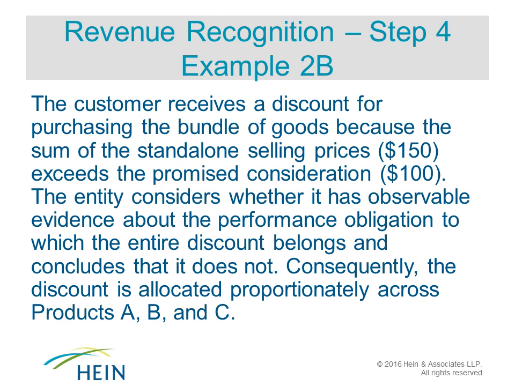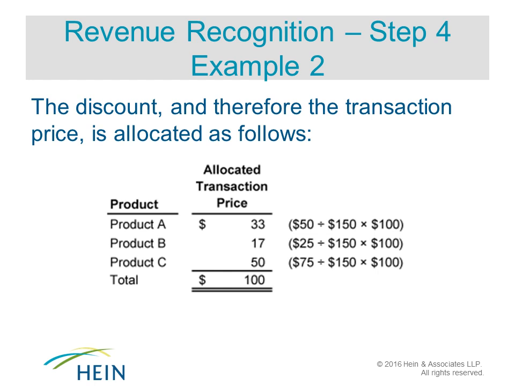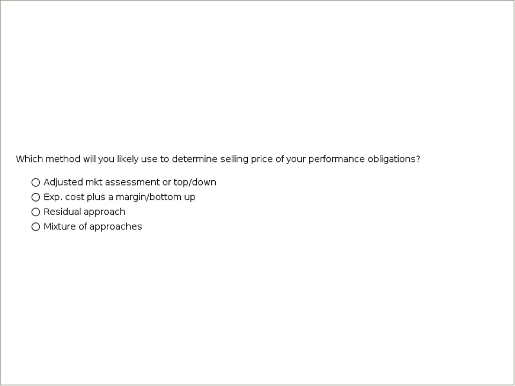So this really shows you the math behind that equation, taking the original standalone selling price divided by the sum of those selling prices times the contract rate, and proportionately concluding on those values to get to $100. Hopefully that helps with step 4.